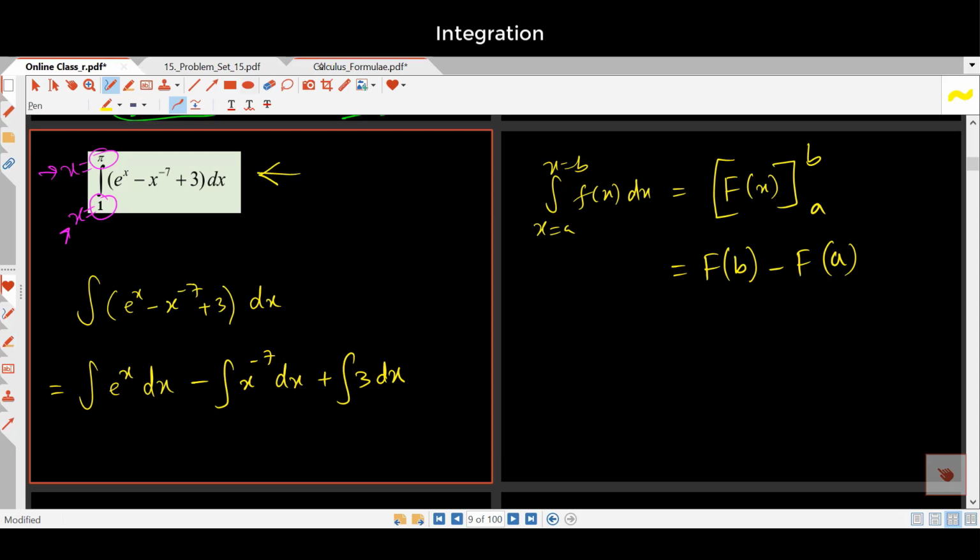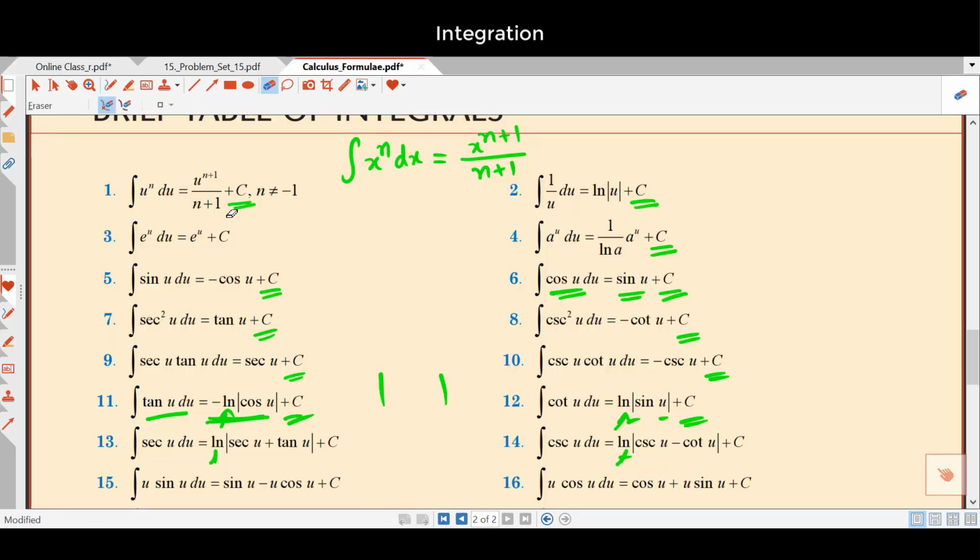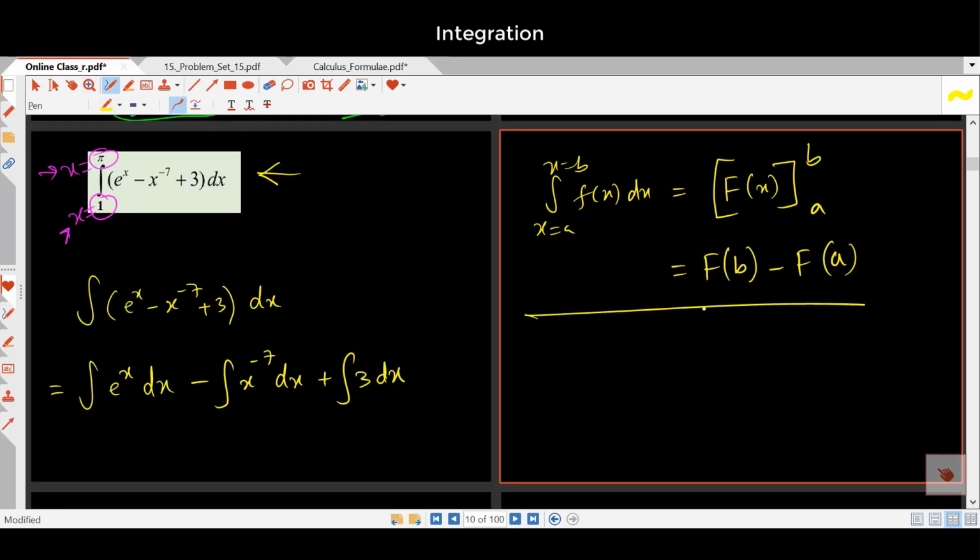Now you know the formulas. What is e power x? Integration of e power x is the same, e power x. So let me write the formulas here that will be applied. Integration of e power x, that will be e power x.